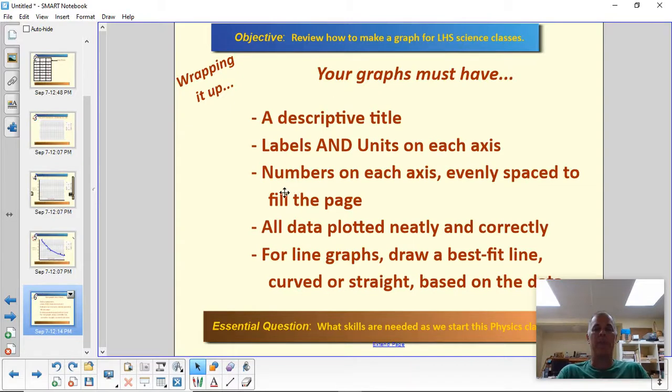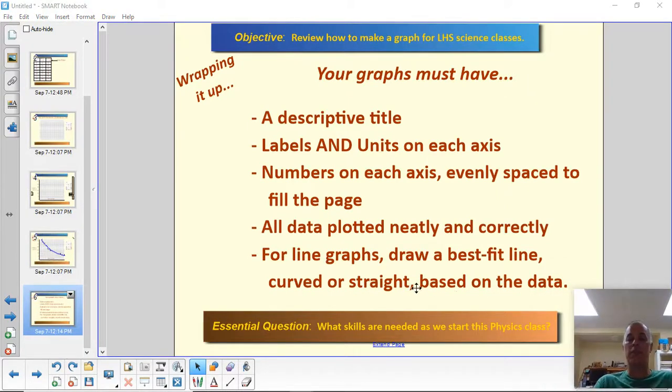And then finally, you have to have numbers on each axis, and those numbers have to be evenly spaced and spaced out so that you fill the page as much as you can with the data that's available for you. Next, you plot the data. You've got to do that neatly and as correctly as you can. And then finally, if it's a line graph, as opposed to a bar graph or a pie chart, you draw a best fit line. It might be curved, it might be straight. It depends on the data that you're graphing on that particular day.